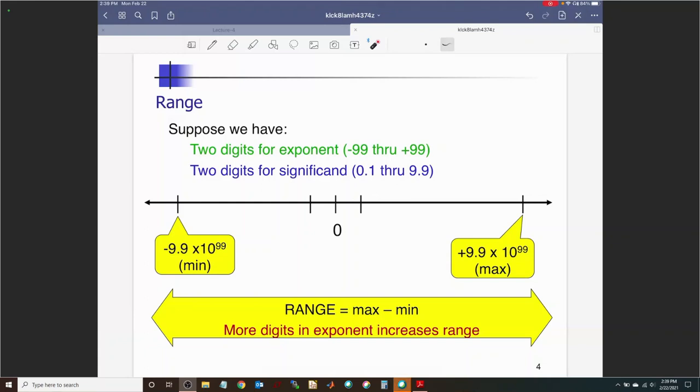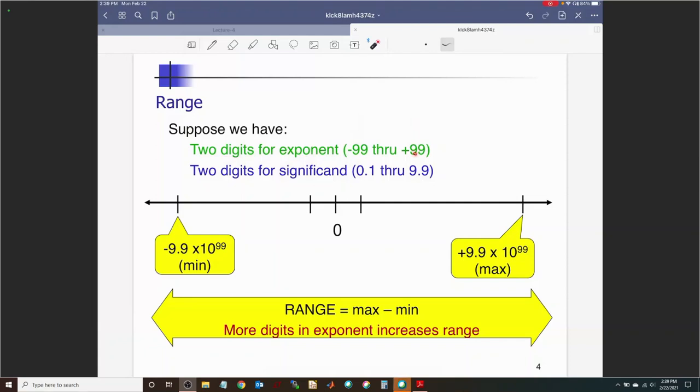So suppose we have 2 digits for the exponent field, and then we have 2 digits for the significand field. If you have 2 digits to represent the exponent, then you can go all the way from negative 99 to positive 99 as far as the exponent is concerned. Again, this is in the decimal world, so negative 99 to positive 99 for the exponent. As far as the significand is concerned, we still have 2 digits, for example, so we can represent any number between, say, 0.1 all the way through 9.9. One is for the significand, one is for the exponent.